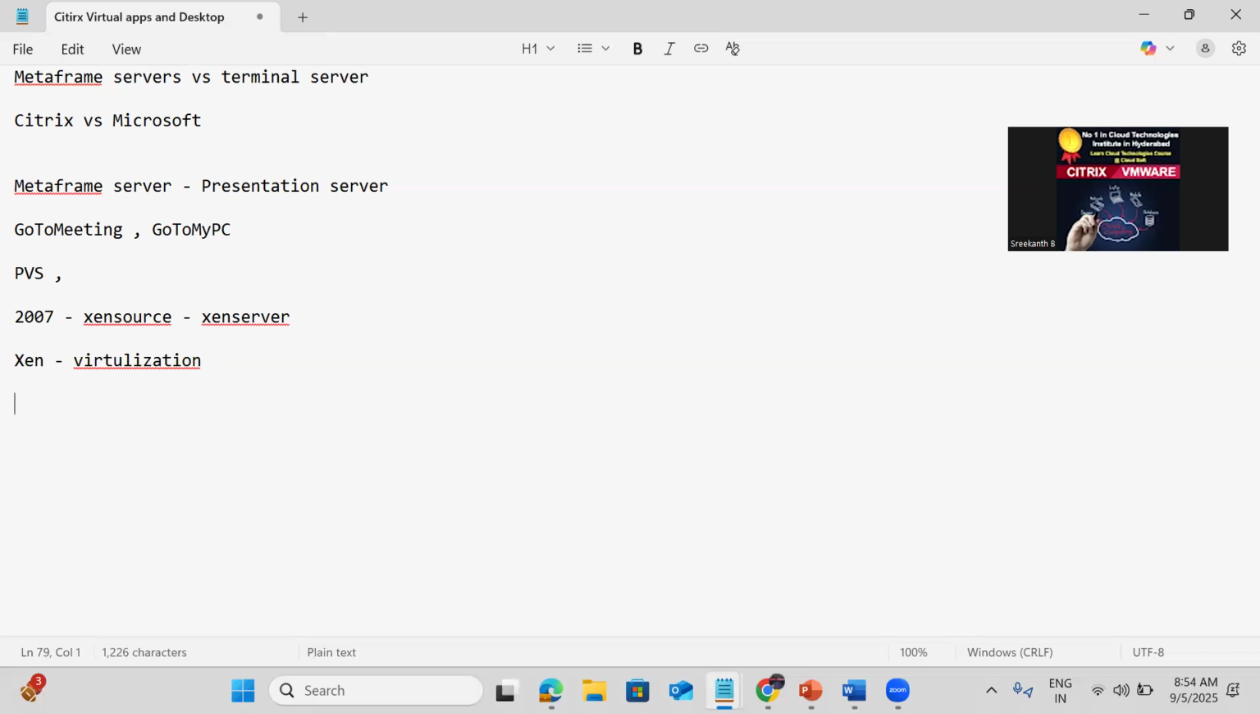Virtualization. Then Citrix wanted to rebrand all their products into virtualization. They renamed XenSource into XenServer. Then they had the Presentation Server, right? This Presentation Server has been renamed as XenApp. What is the meaning of XenApp?